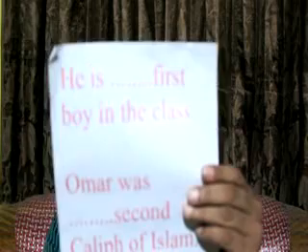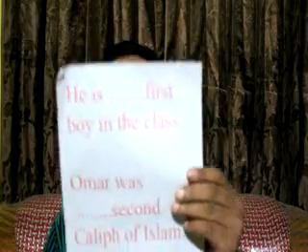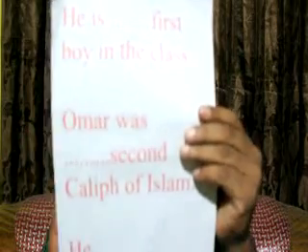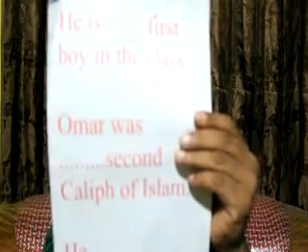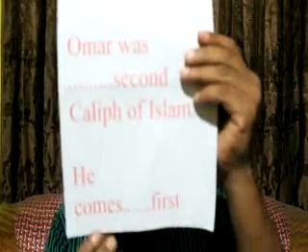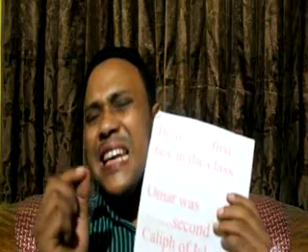He is the first boy in the class. Here we can see that first is an ordinary numeral adjective, so we have to use the definite article before the word first. Next example, Umar was the second caliph of Islam. We have to use the definite article the before the word second. But look at the last example, he comes first. Here we should not use any definite article before the word first, because here first has been used as an adverb. So we should remember that whenever these words are used as adverbs in a sentence, we should not use any definite article before such words.